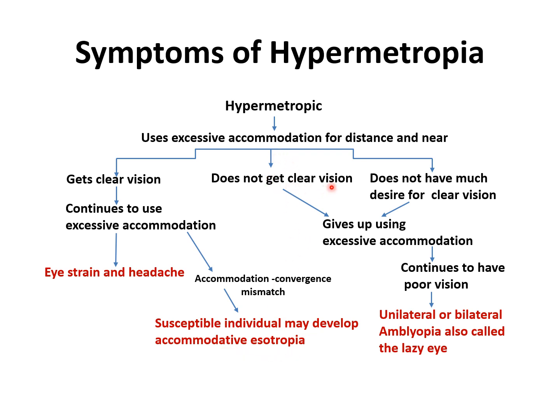If he does not get clear vision or does not have much desire for clear vision, he gives up using excessive accommodation, continues to have poor vision, and this leads to development of unilateral or bilateral amblyopia, also called the lazy eye.